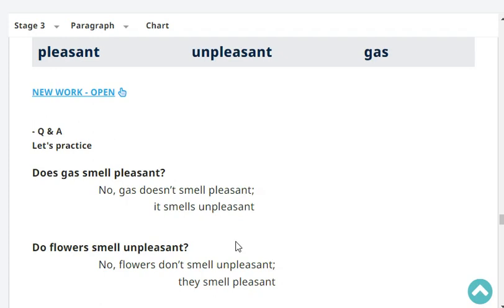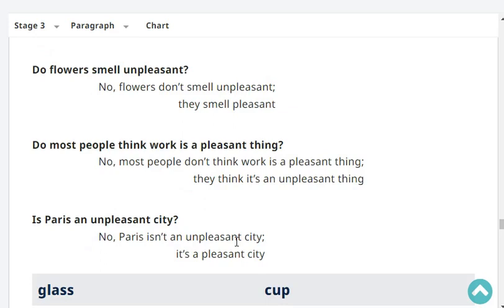No, flowers don't smell unpleasant. They smell pleasant. Do most people think work is a pleasant thing? No, most people don't think work is a pleasant thing.